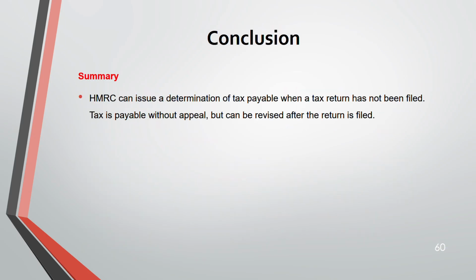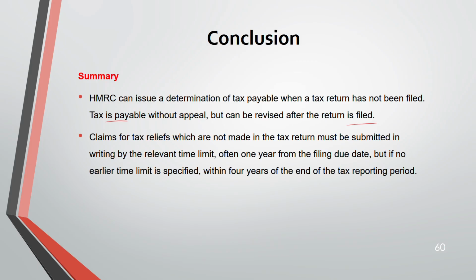Then HMRC can issue a determination of tax payable when a tax return has not been filed. Tax is payable without appeal. See, your tax has to be paid without appeal, but can be revised after the return is filed. You can revise it after you file the return, but you have to file the return. Without it, you can't revise the figure. Next, claims. Claims for tax relief which are not made in the tax return have to be submitted in writing within the relevant time limit. Often it is 1 year from the filing due date, but if no earlier time limit is specified, then within 4 years of the end of the tax year.